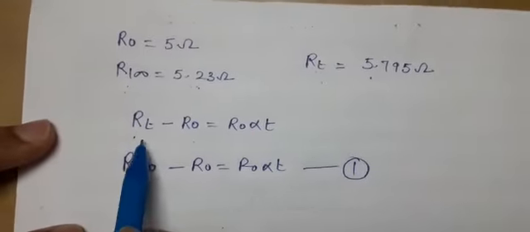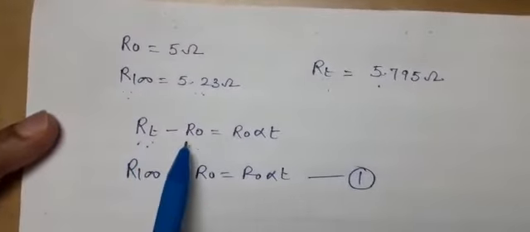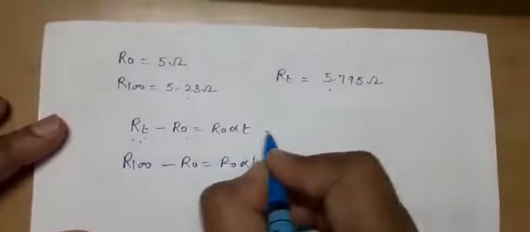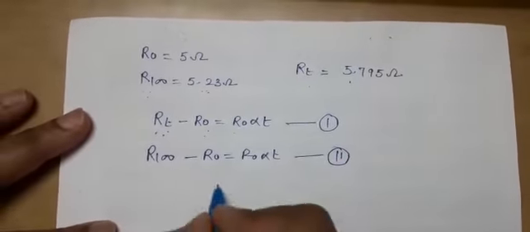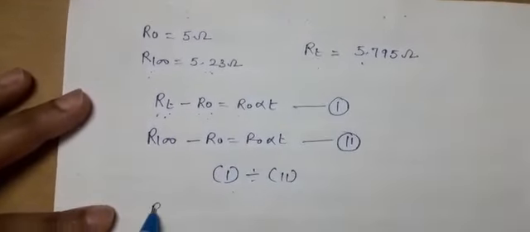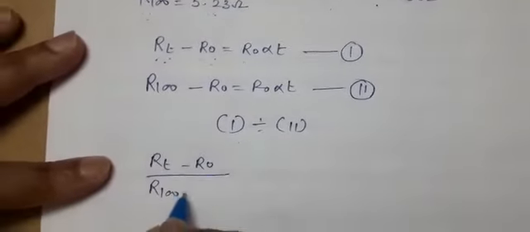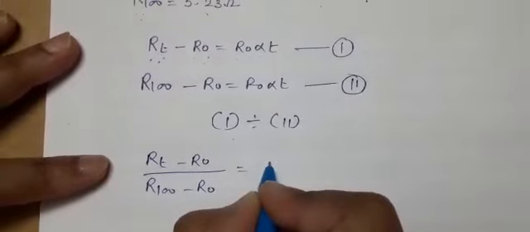Now resistance at T degrees Celsius, that is the temperature which we have to calculate, minus initial resistance, will again be equal to R naught alpha T. We can take the first as equation 1 and this as equation 2. So let us divide equation 1 and 2. So RT minus R naught divided by R100 minus R naught.